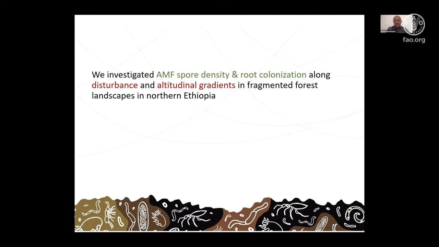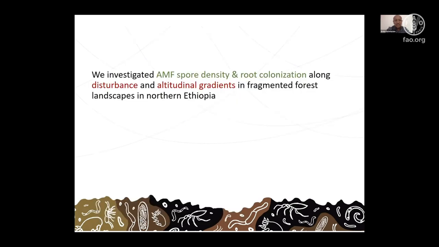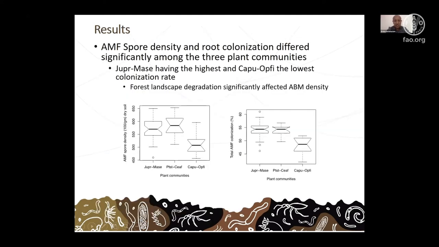We investigated the arbuscular mycorrhizal propensity and colonization in a disturbed forest gradient, and also along elevational gradients. So these are just two papers that I will try to go through quickly. Next slide, please. This is the first work we did in northern Ethiopia, which is a remnant dry Afro-montane forest ecosystem.